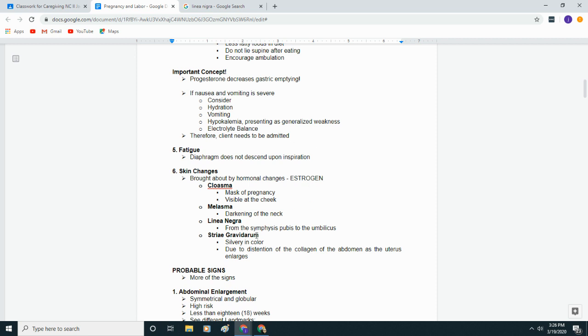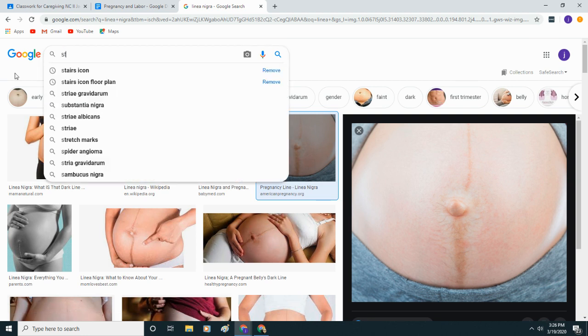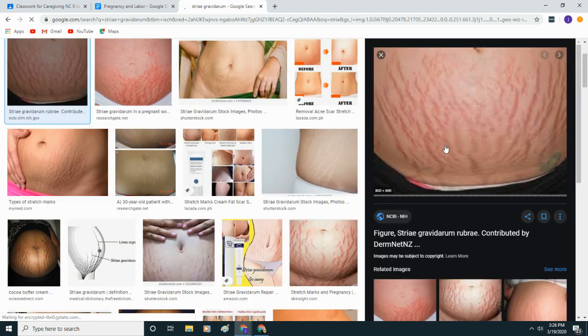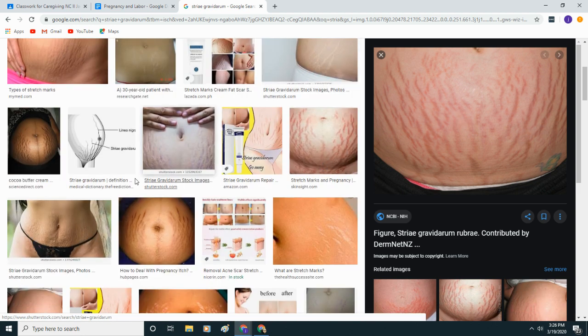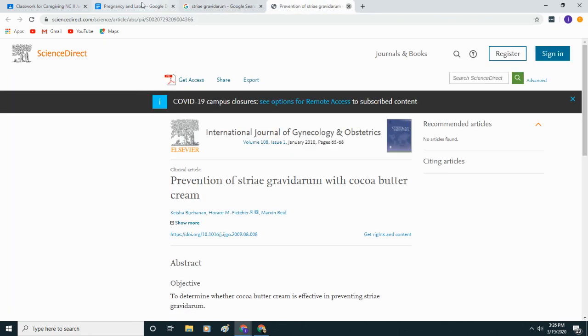And Striae gravidarum, ito yung tinatawag natin sa Tagalog na kamot. So Striae gravidarum, it's because of the extension of the skins, or because the skins are being expanded. So, yan yung tinatawag nating kamot. Striae gravidarum. Okay? So, that's it.